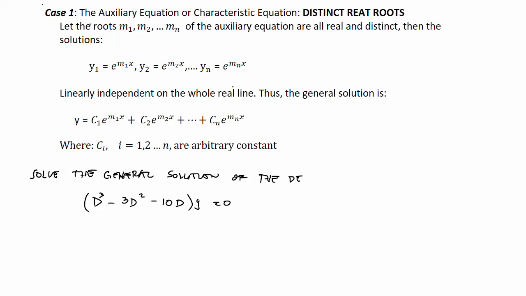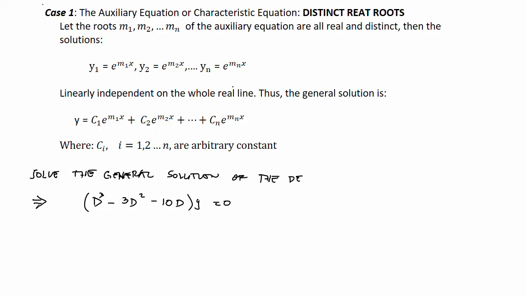Hello once again. So here's another equation for our case 1 of higher order differential equation with linear homogeneous differential equation with constant coefficients of distinct real roots. Okay, so let's solve the general solution for this given DE.